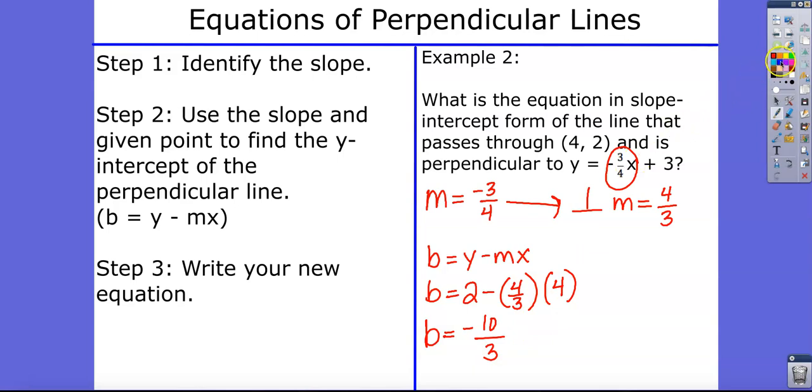And then now I'm just going to write my final answer. So it's going to be an equation, slope-intercept form. Y equals the new slope, 4/3, x, and the new y-intercept. And remember in Algebra 1, we don't put double signs. So since this is negative, that means it's going to be minus 10/3.